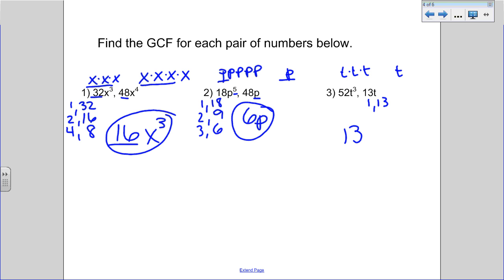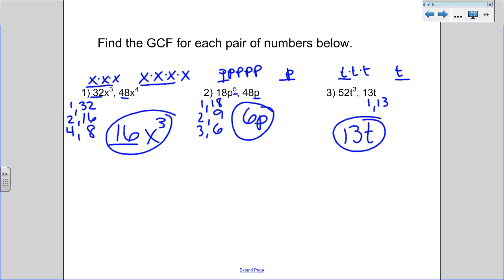How many t's do I have here? 1. How many t's do they have in common? 1. What was my smallest exponent between these two? 1. So Austin, is our greatest common factor always going to be the smallest exponent?